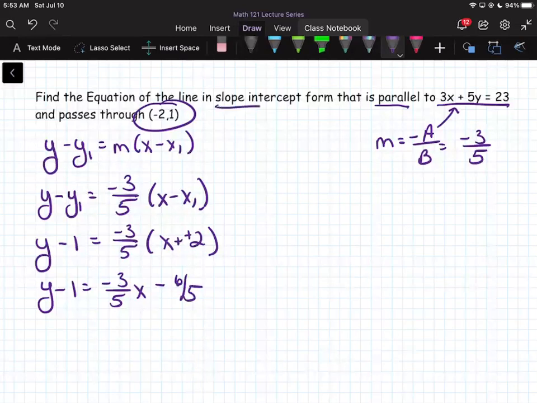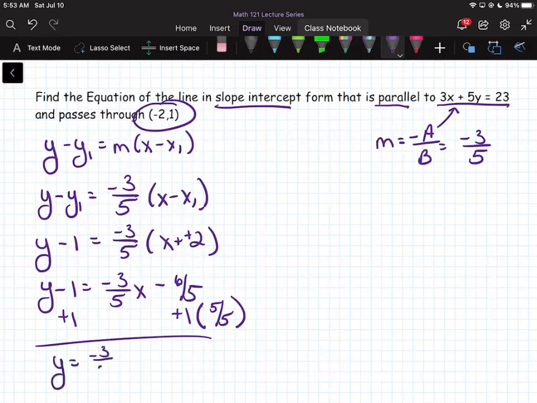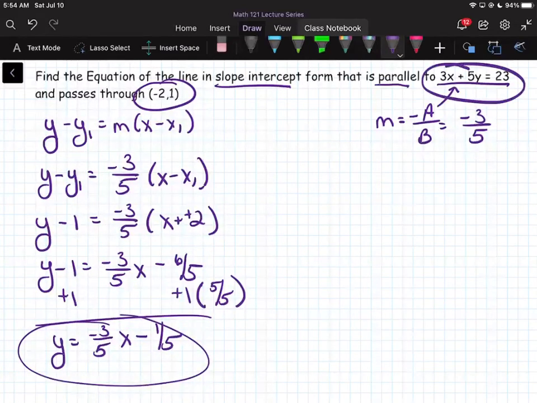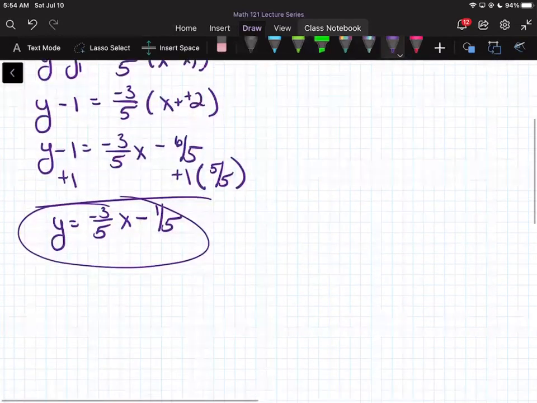But they tell us that they want it in slope-intercept form, which means we need to solve for y. So I'm going to add 1 to both sides. Please note that 1 is equivalent to 5/5 because we have to have like denominators, which leaves me with y equals negative 3/5 x minus 1/5. This line is parallel to this line. They have the same slope.